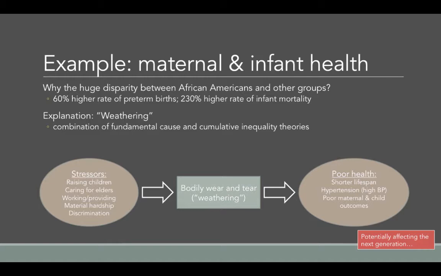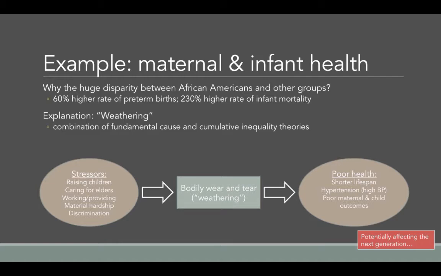So the stress that women in particular, and this doesn't just apply to women, but in this case, her research is focusing particularly on minority women. Some of the stressors they encounter include raising children, caring for elders, working and providing for their families, oftentimes as the sole provider of the household. They endure material hardship, and they also endure oftentimes gender and race discrimination. All of these stressors have an effect on our bodies.